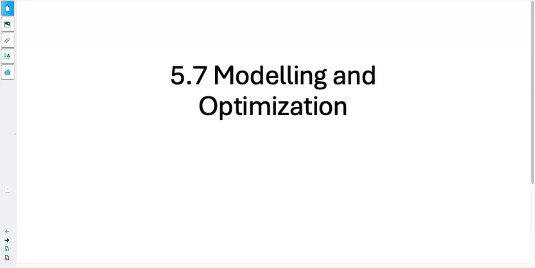Hi, today we are looking at modeling and optimization.